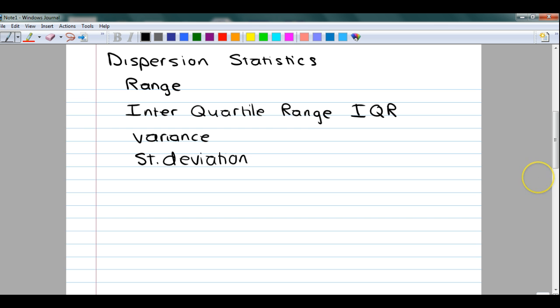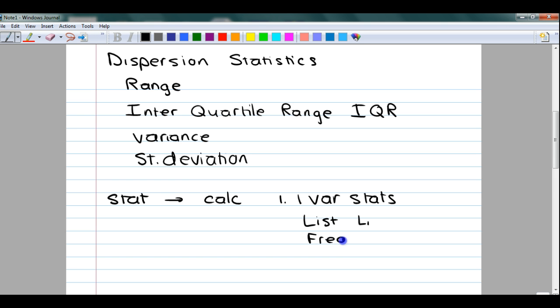So once we've got our data in our list, let's press Stat, arrow over to Calculate. Choose choice 1, 1-Var Stats. Your list is wherever you put your data. I put mine in L1. Your frequency is going to be blank because if we wanted a number entered twice, we entered it twice. Arrow down to Calculate and enter on that.